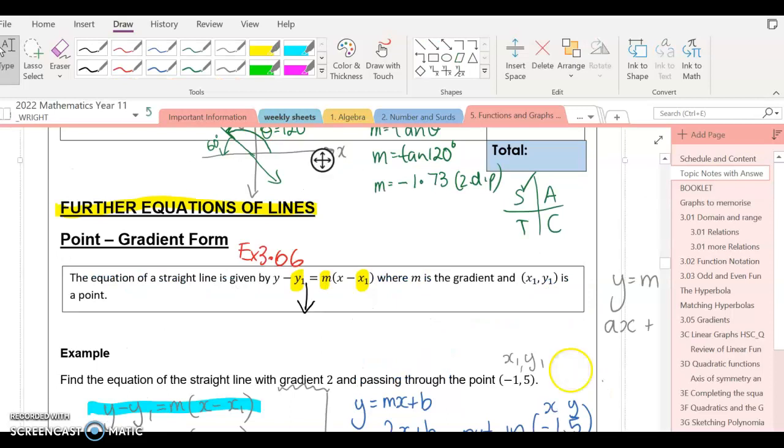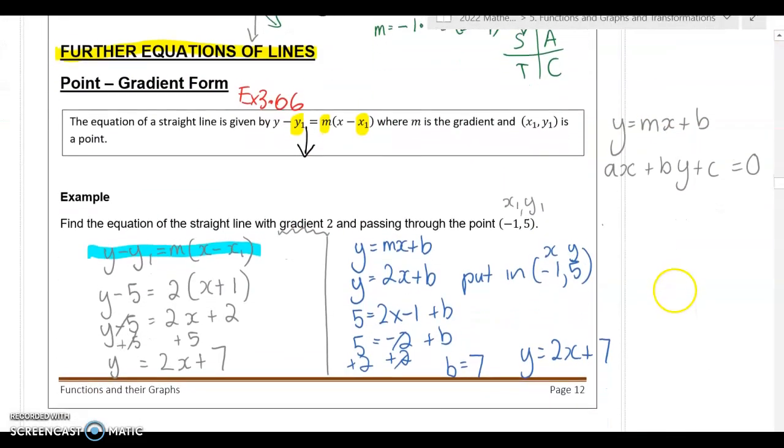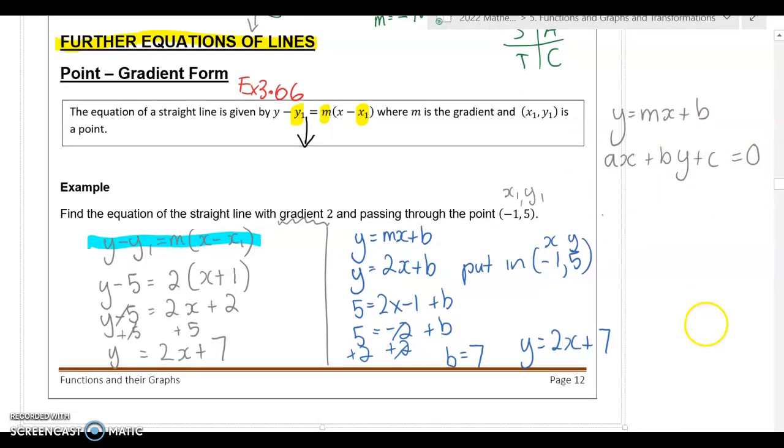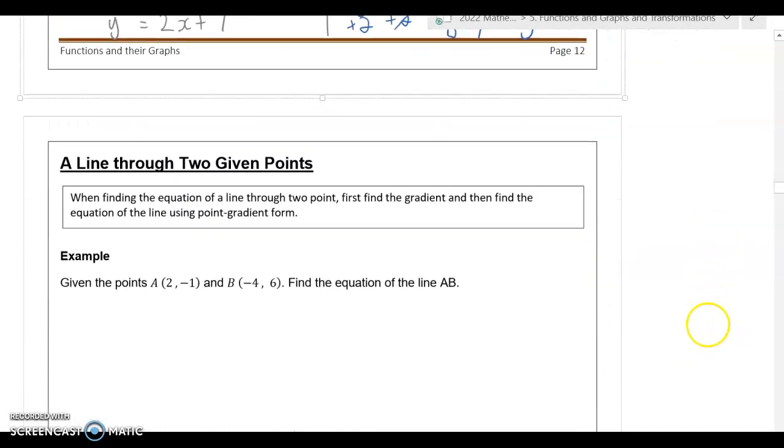Now, in our HSC, on our formula sheet, we won't be given any of those formulas, the point gradient form, the y equals mx plus b, or the general form of an equation. So we'll need to remember those. But let's move on to the next point here.